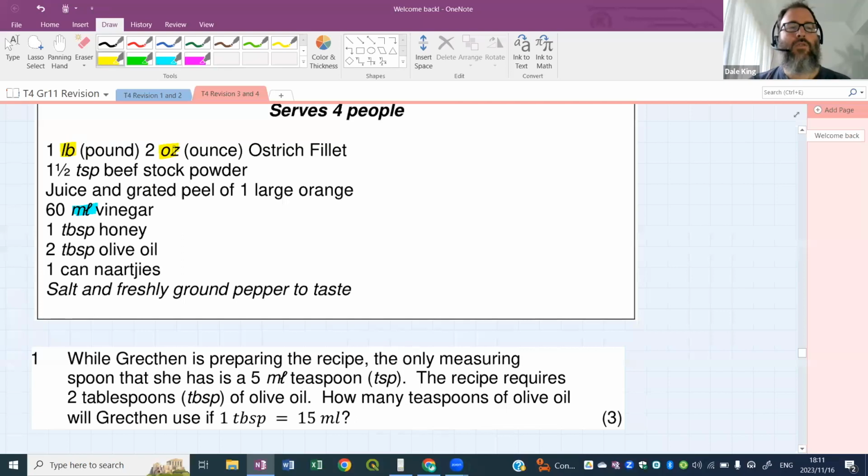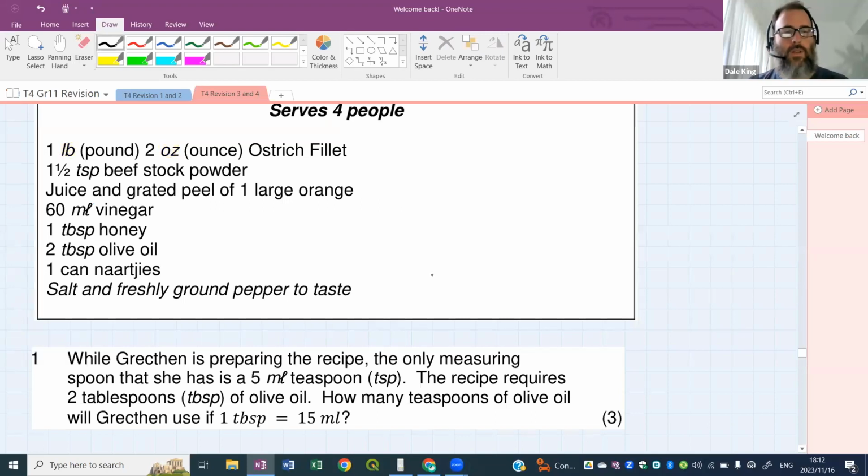So if you see these two different units in one question, they could ask you to convert. But at a quick glance at the questions here, I didn't see any questions asking about that. Usually, if they have imperial and metric in one ingredient list, they often ask you to convert between the two. But no questions about that this time. So let's see what questions they do have.